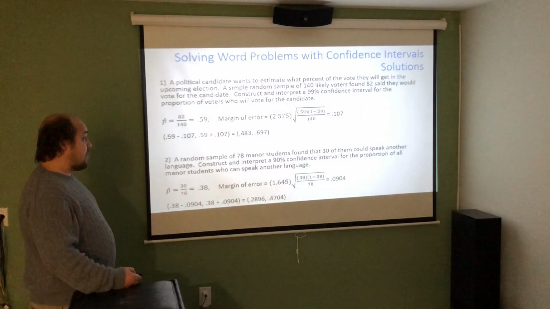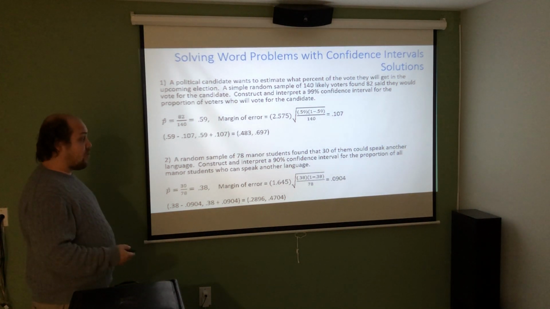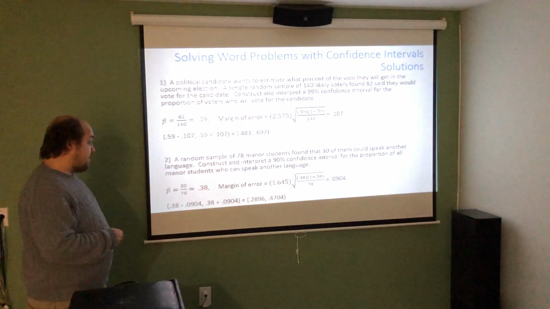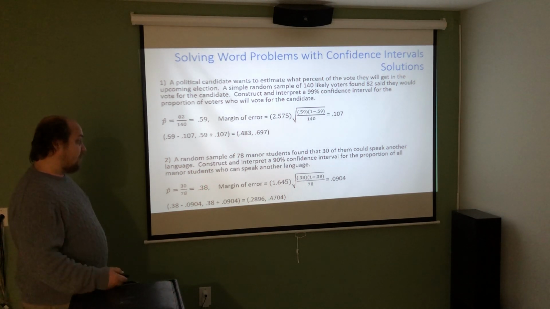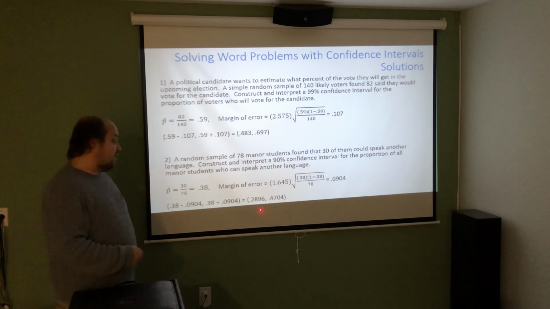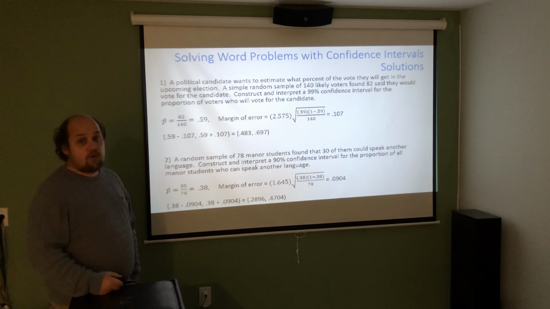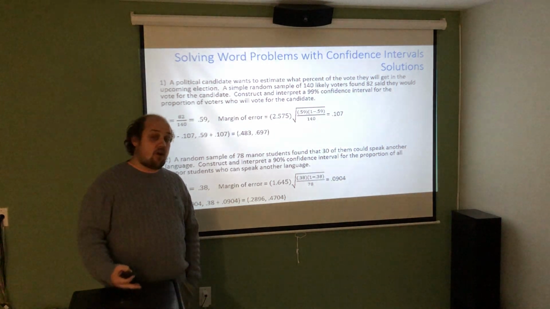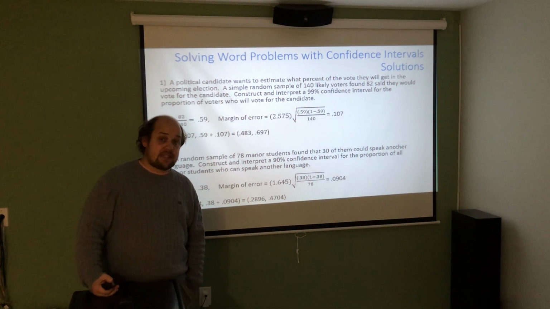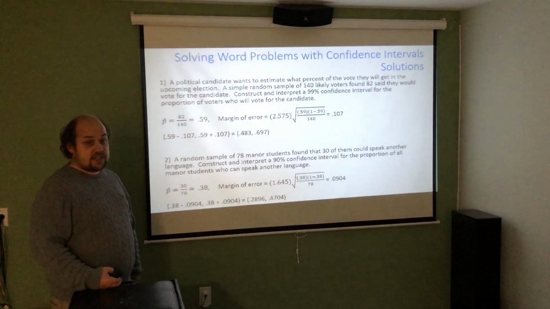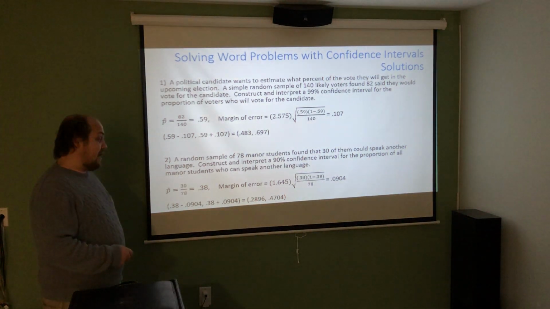For this random sample of Manor students where we're trying to figure out what proportion can speak a second language other than English, we found from our sample that it was 38% or 0.38. When we then calculated the margin of error of 0.0904, we added and subtracted it from 0.38 to get a final confidence interval of 0.2896 or about 29% to 0.4704 or about 47%. So based on our sample where 38% of the students could speak a second language, we estimate with 90% confidence that the true proportion of Manor students that can speak a second language is between 29 and 47%.